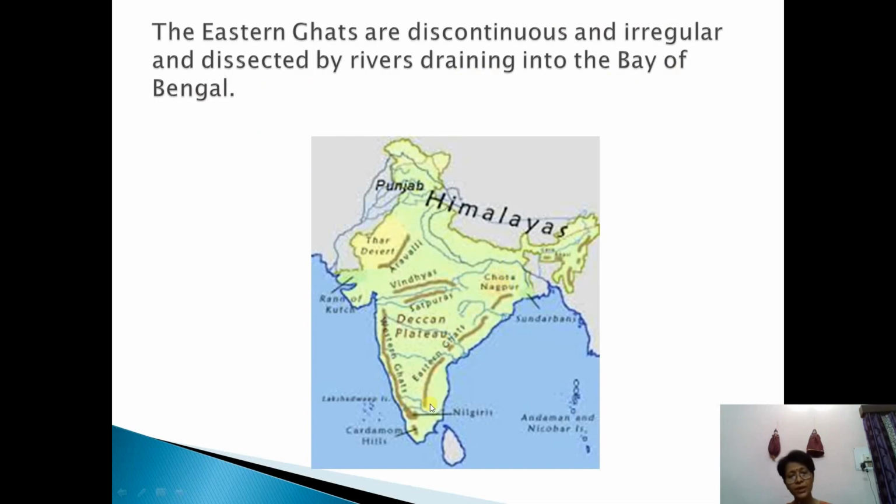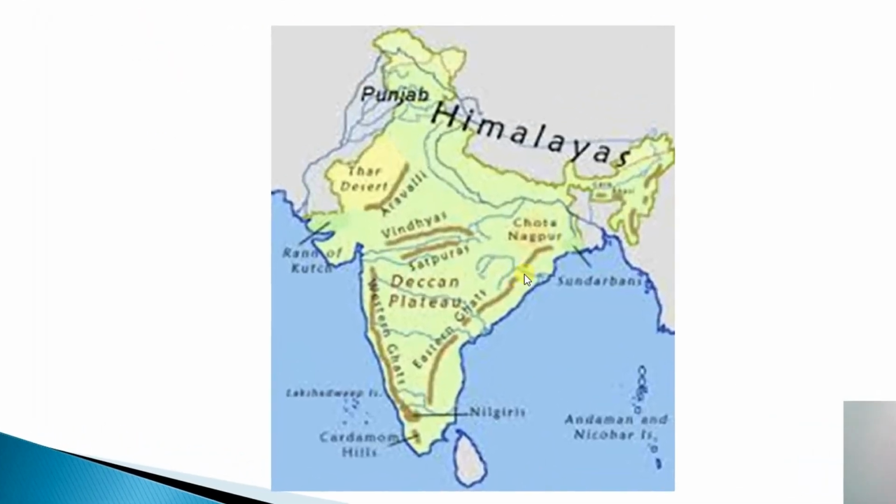Now you see the map again. Here in between these mountain ranges, so many places you see it is broken. That means it disappears in this area. Why disappear? Because here some rivers are flowing from the west to the eastern side, and that is why this mountain, Eastern Ghat, we cannot see here, and that is why we can use the term discontinuous or irregular, and dissected by the rivers draining into the Bay of Bengal. 1 2 3 4, four main dissected parts you have seen here.